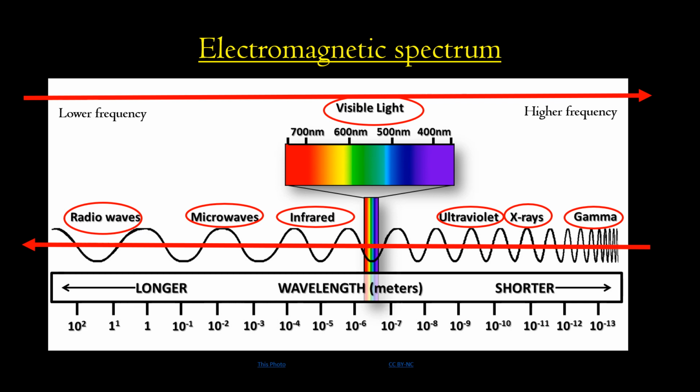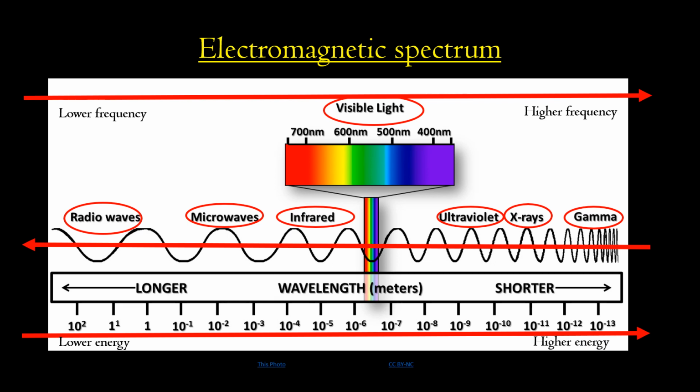Moreover, as we move from radio waves to gamma rays, the energy of the wave increases. This means radio waves have the lowest energy of all electromagnetic radiation. Note that the energy of a wave is directly proportional to the frequency. Radio waves have the lowest energy and gamma rays have the highest energy. The higher the energy, the higher the frequency. The lower the energy, the lower the frequency.